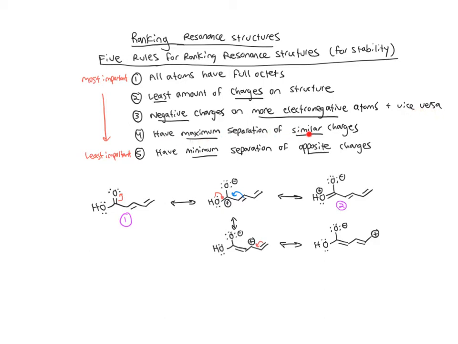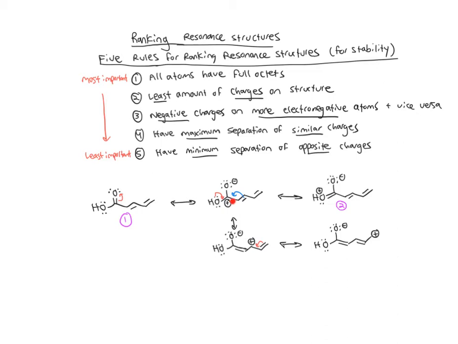Have maximum separation of similar charges. We actually have two opposite charges only on the molecule, and so this rule also does not apply. But if we take a look at that last rule, that's going to help us separate out all the other structures, because we want these opposite charges, the positive and negative, to be as close together as possible on the molecule.